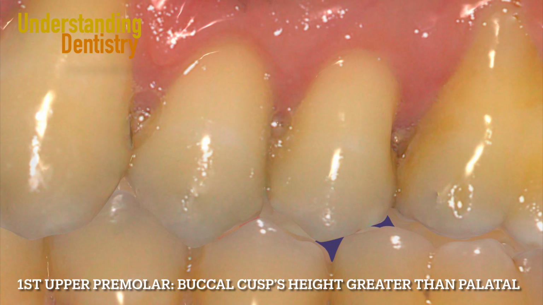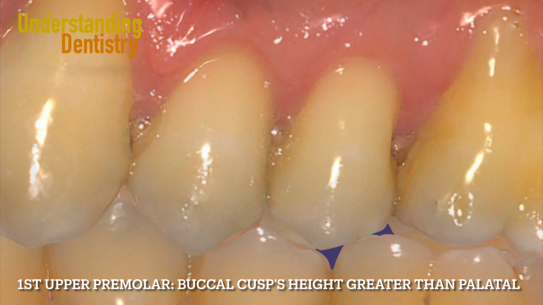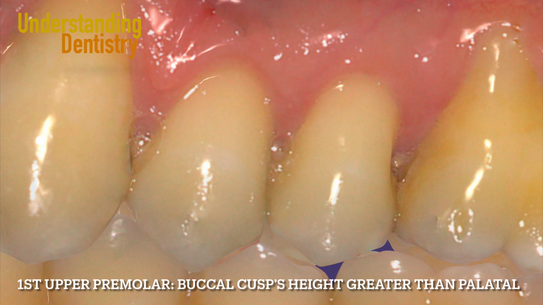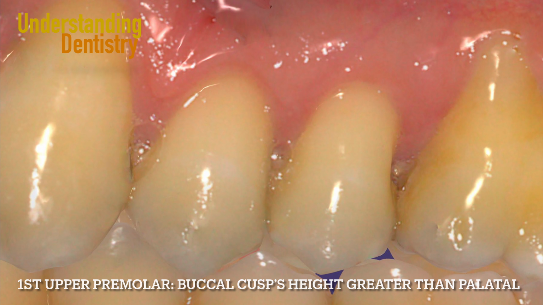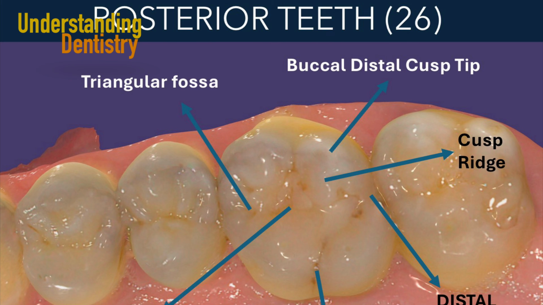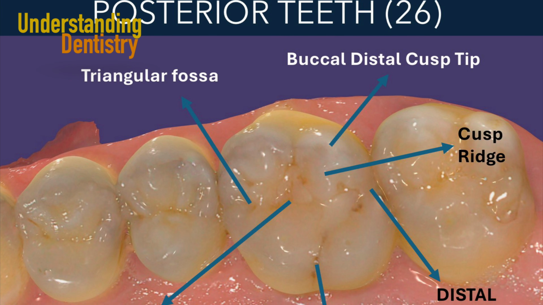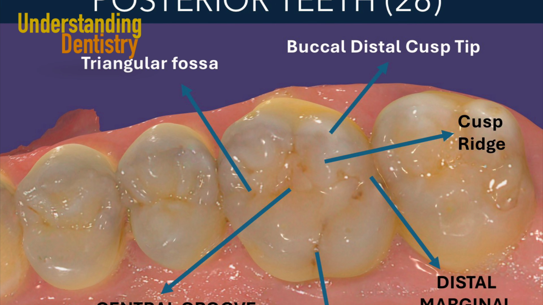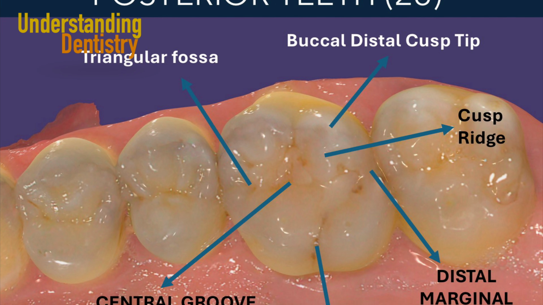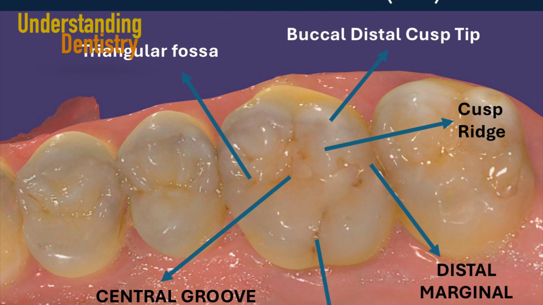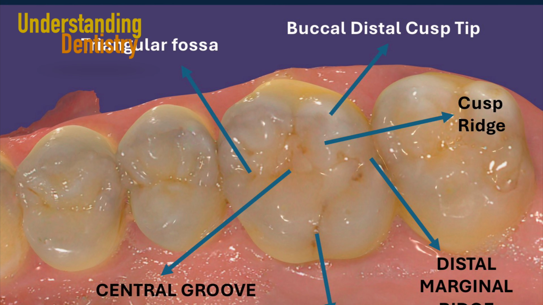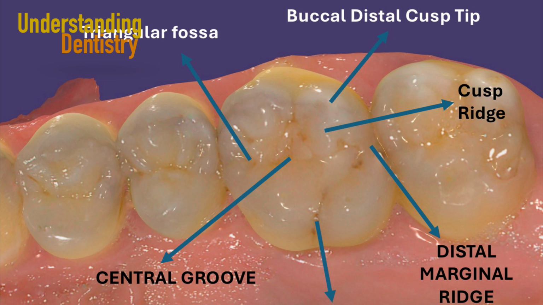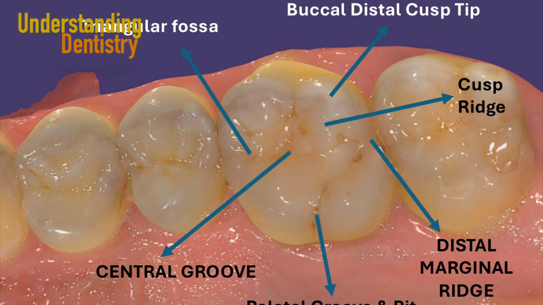Now let's see the premolars. So we have the premolars with a small difference which is very important. The first upper premolar has the buccal cusp longer than the palatal cusp, which doesn't happen for the second premolar. First, let's review the posterior teeth. So we have buccal cusps, triangular fossa, we have the main grooves being the central groove, the horizontal groove between mesial and distal areas, and we have the distal and mesial marginal ridges as well, and we have also the palatal groove and pit for the 6 in this case.